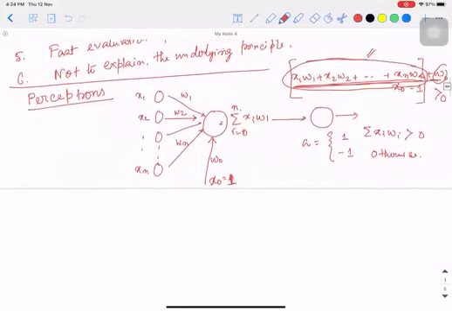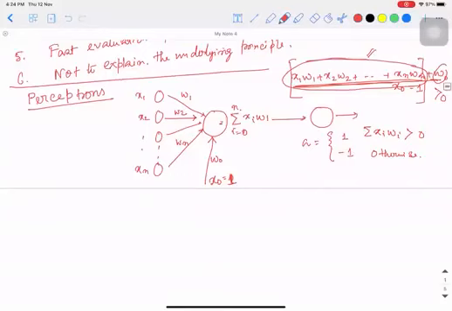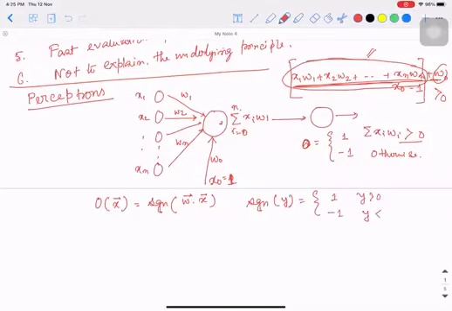Okay, so this is the task. Now the good part: how do we write this? We write it as o of x, where x is the input, equal to sgn, the sign, because you are checking whether it is greater than 0 or less than 0. Less than 0 means negative, and greater than 0 means positive. So it is the sign of the W matrix times the X matrix. And how do we define the sign? Sign of y is 1 if y is greater than 0, or -1 if y is less than 0.